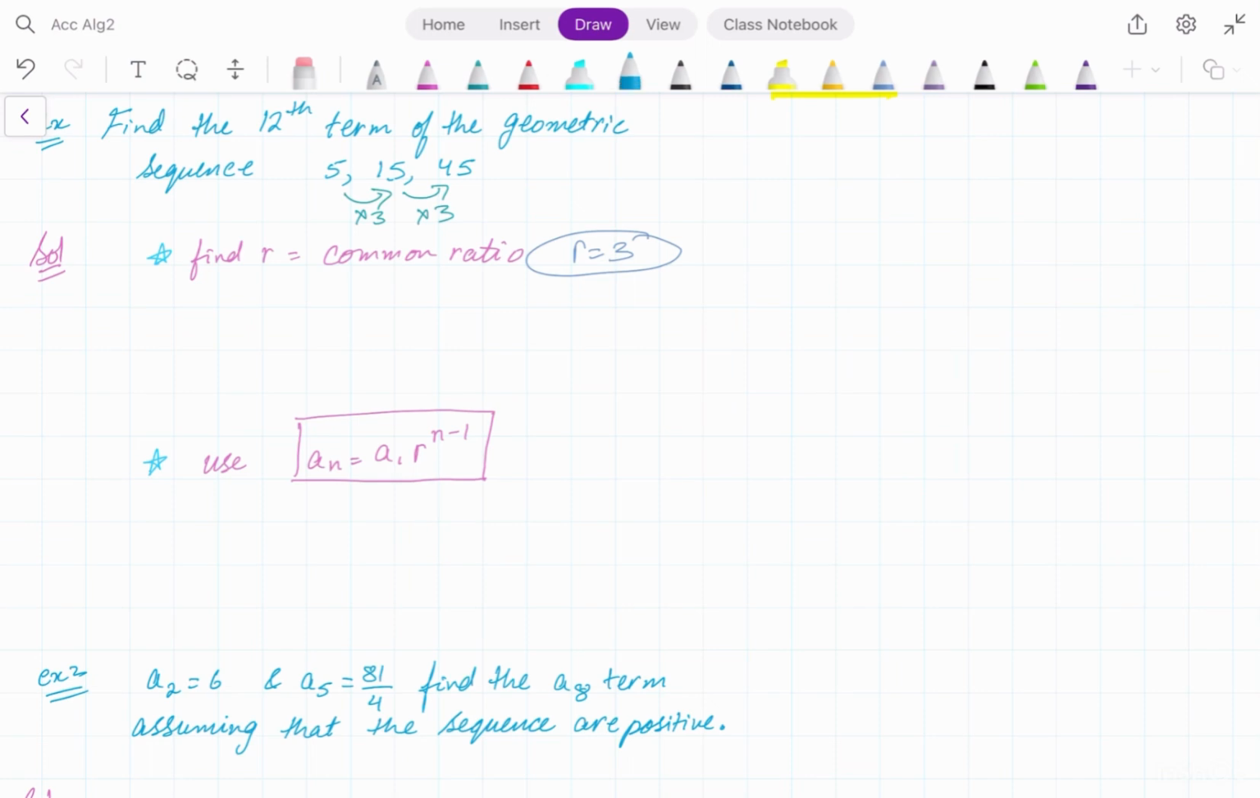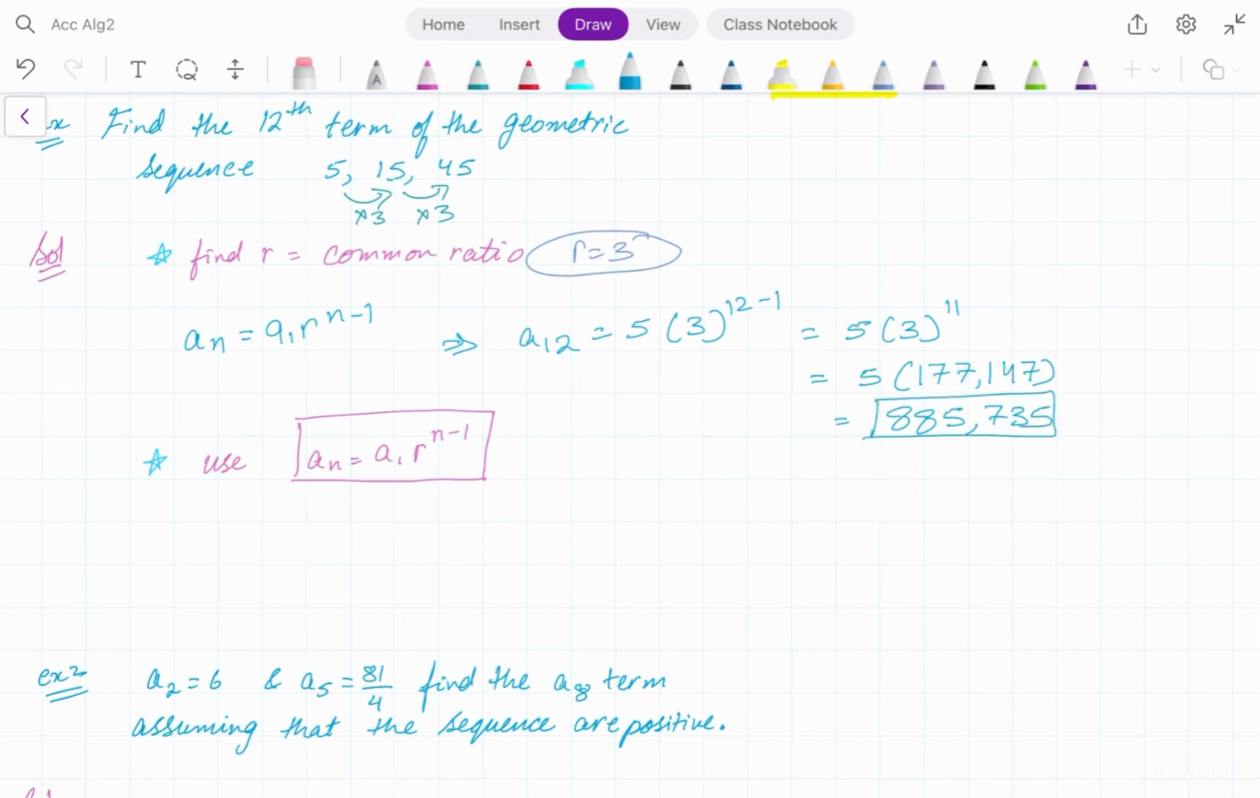If I use the explicit way, that means an is equal to the first term times r to the power of n minus 1, I will be able to calculate the 12th term because n in this case is 12. So we are replacing n with 12. And if you plug in all the information correctly, remember a1 is your first term, which is 5, you will get the 12th term, something like 5 times this big number, that is 885,735 will be your 12th term.